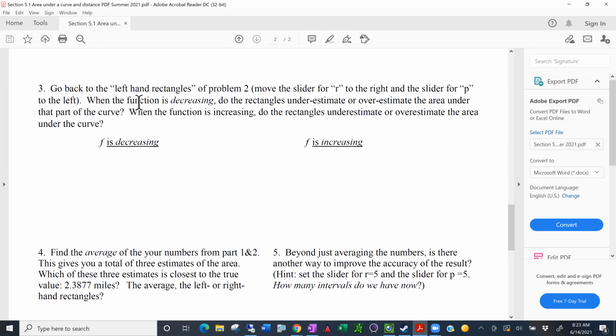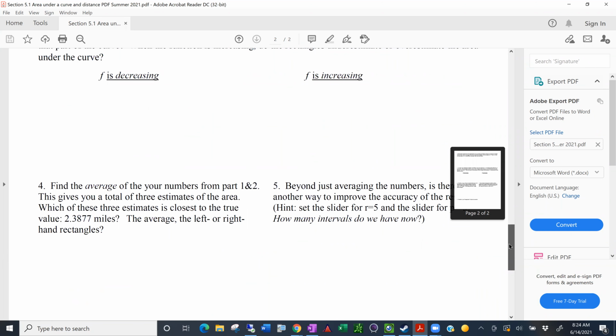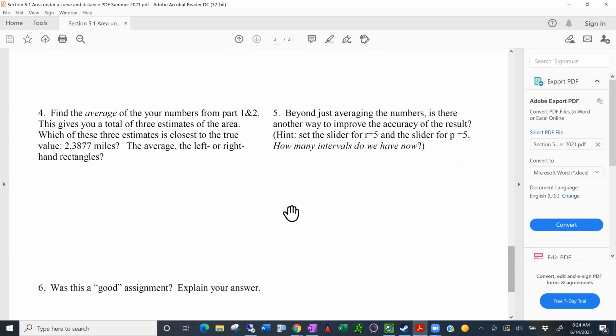I asked you about overestimate and underestimate. You should be able to look at the graphs and decide when the function's increasing, that a left-hand endpoint or a right-hand endpoint is going to be an overestimate or underestimate, etc. The answers you get from problems 1 and 2, I want you to average those and see which one looks the best compared to the real answer. Now, what's the real answer?